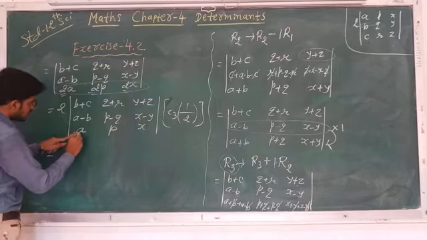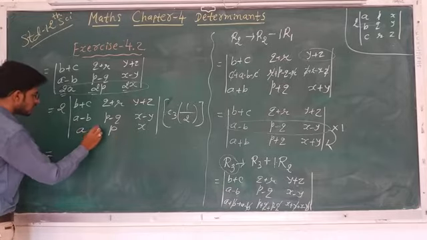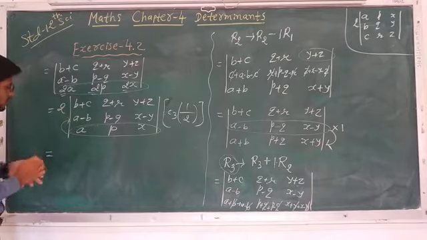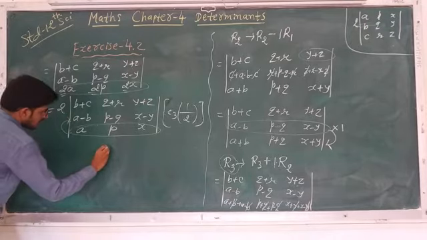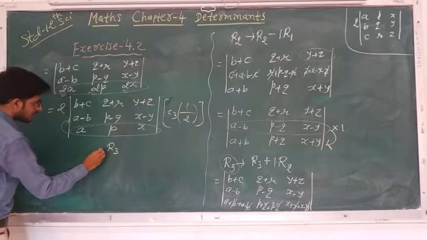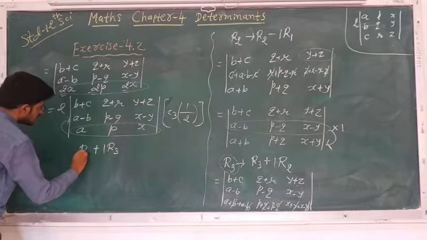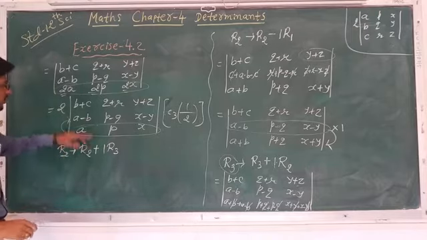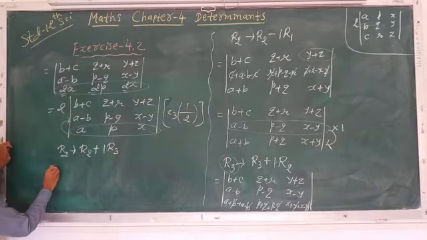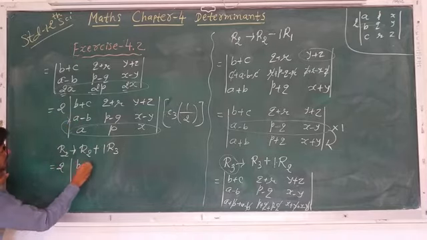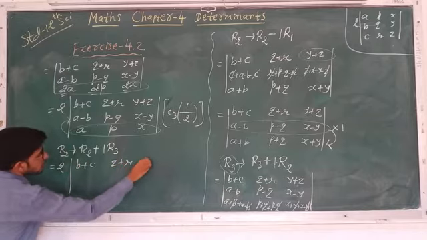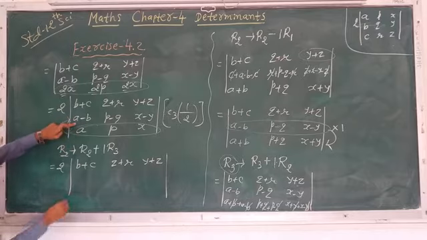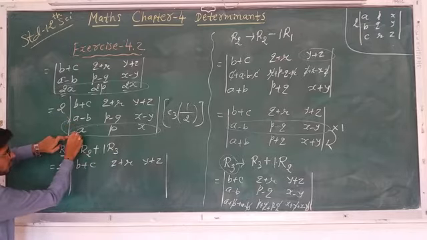Observe that we will multiply the third row by minus 1 and add it to the second row. So we take R3 multiplied by minus 1 and add it to the second row. Only the second row changes, the first and third rows stay as they are. So this equals 2 times the determinant b plus c, q plus r, y plus z. Okay, what about the second row? Here we multiply R3 by minus 1 and add it to the second row.